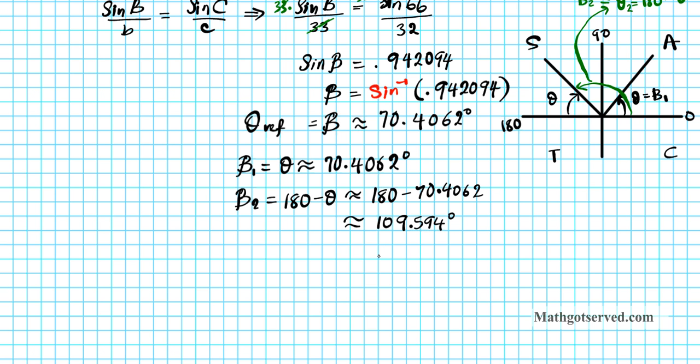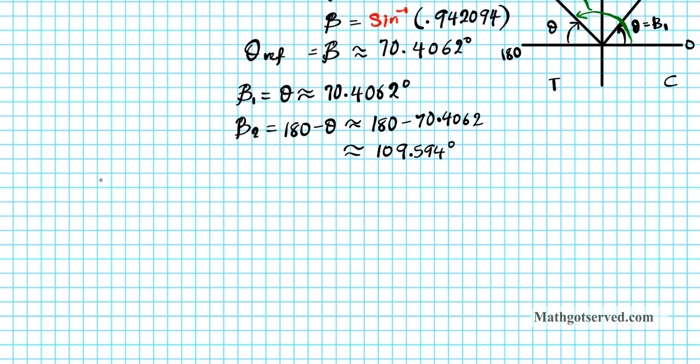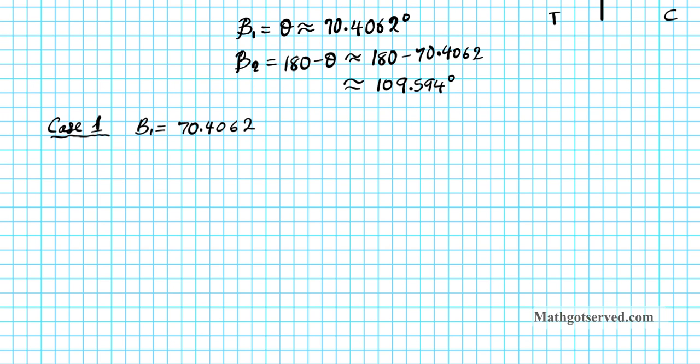Now that we have two angular values for B, what does that mean? Well, it means that our problem has to be split into two cases. And we're going to have two triangular solutions. So for case 1, we're going to have B1 equals 70.4062. We're going to solve that completely, and then we'll shift our attention to case number 2. So let's split it down the center. We have to draw another triangle so we don't confuse ourselves with labeling and inserting the right values into our formulas.